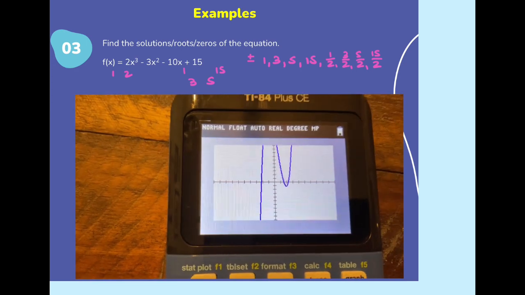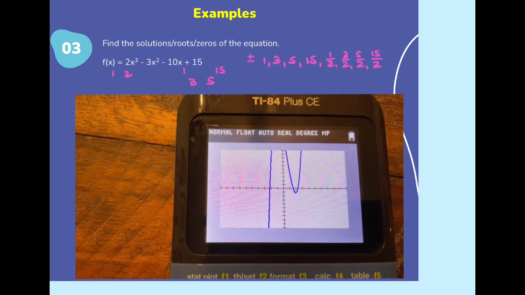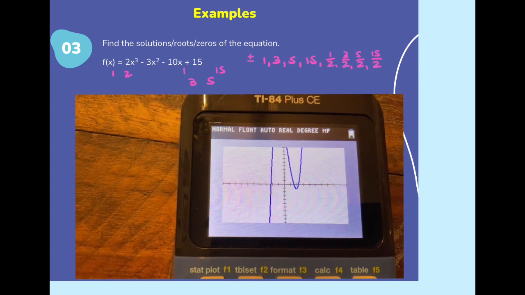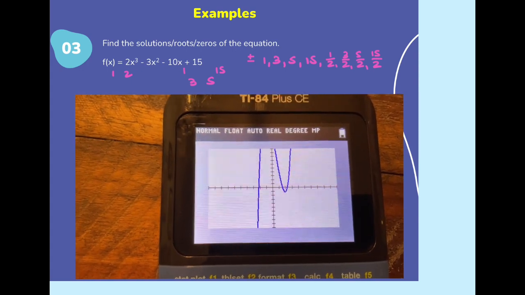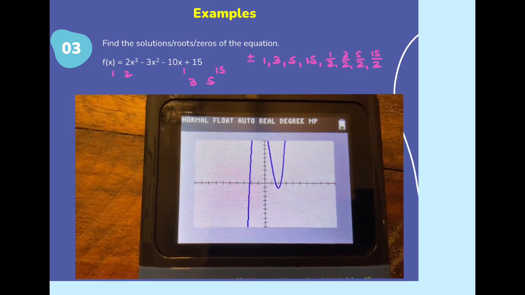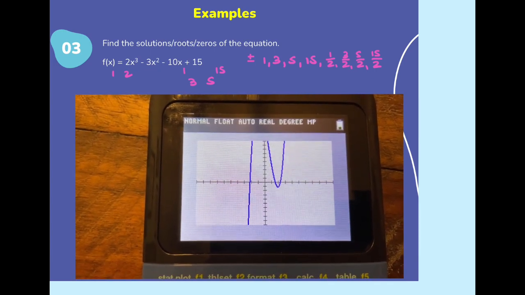And from this graph, I can see that it's actually going to cross through the x-axis 3 times, which means there's going to be 3 real root answers this time. But I can also see from here that none of them are whole numbers, so they're not going to show up in the table. I'm going to have to trace them.